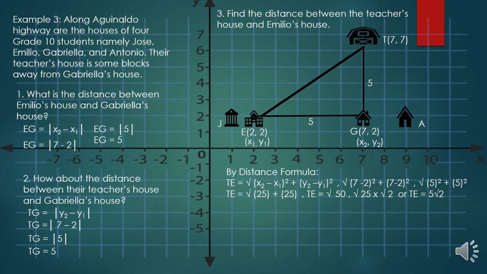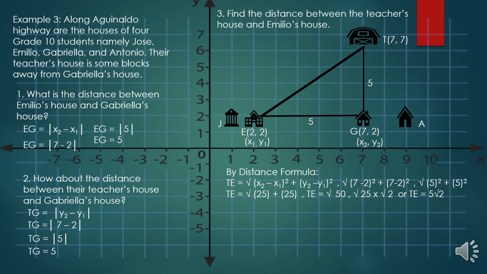So we will just substitute the value of x sub 2 and x sub 1. In this case, we have the same value of x sub 2 and y sub 2. As you can see also, we have the same value of x sub 1 and y sub 1. Then substitute on the formula. We have x sub 2 is 7, x sub 1 is 2, getting the difference, and that is 7 minus 2, and that is equal to 5. Then 5 squared is equal to 25.